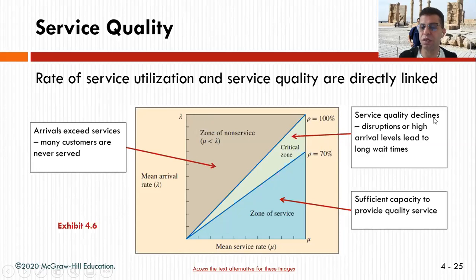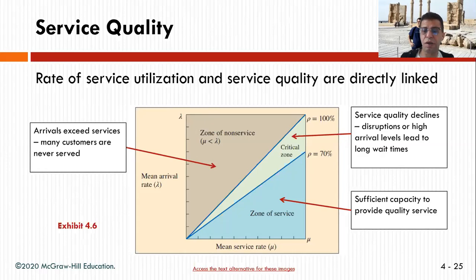The service quality declines with disruption, and a high arrival rate leads to long wait times. So people are waiting and start complaining to the people providing the service. If somebody takes longer, they start getting nervous and a little bit angry. The service stays bad. And then if there are too many people, there is no service at all.